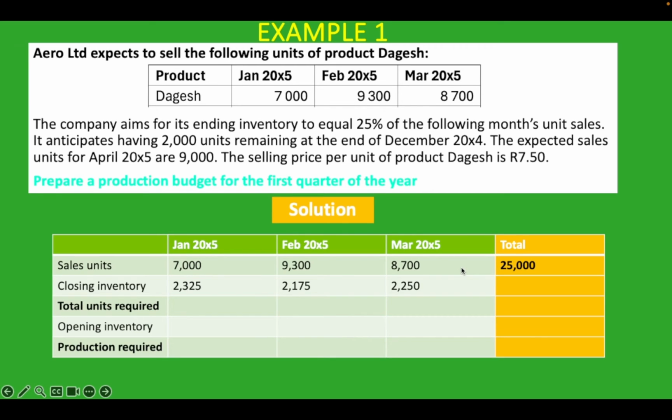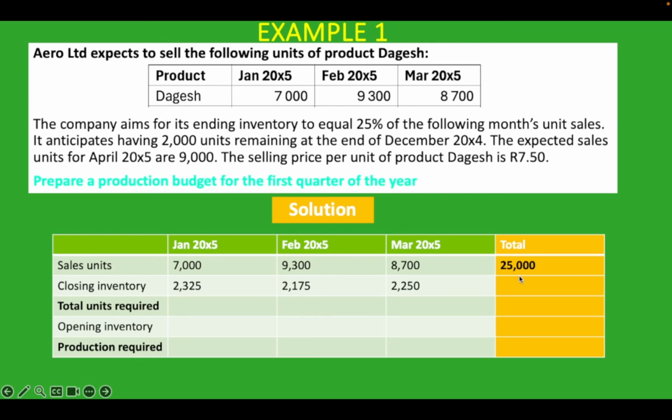Now you need to be careful here. You can't add the closing inventories for the 3 months and put that as your total. Why? Because you'll be essentially double counting here, because the closing inventory for January does not necessarily mean we're going to keep it as closing inventory for all the 3 months. No, it's just closing inventory for January that will help us have stock for February, and for February that will help us have stock for March. Okay, so that means the totals here capture everything for the quarter.